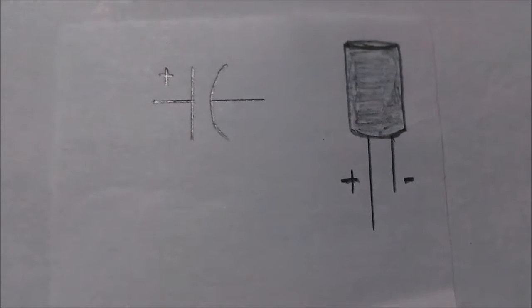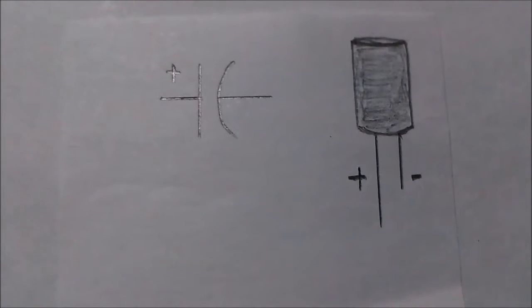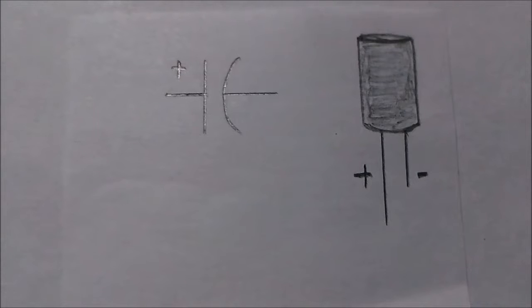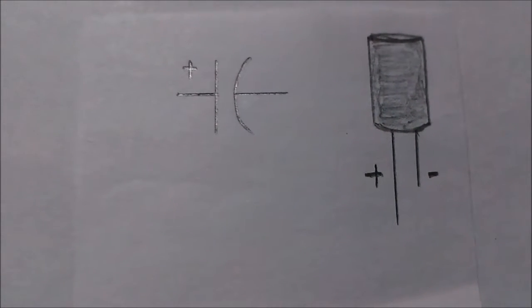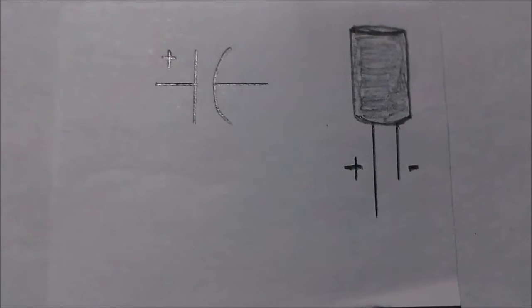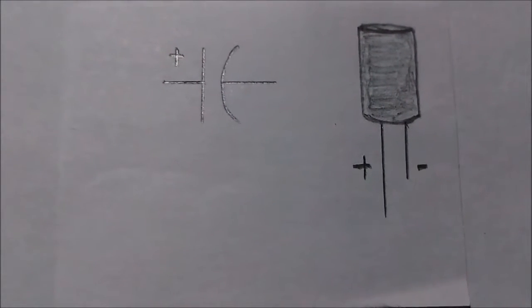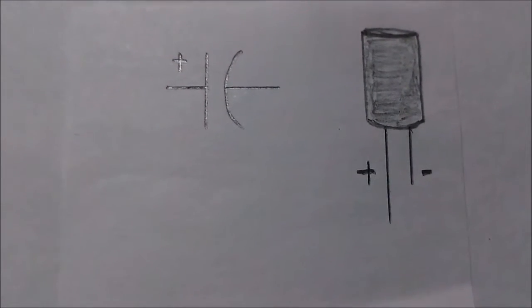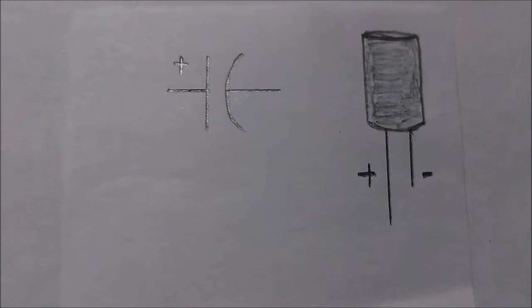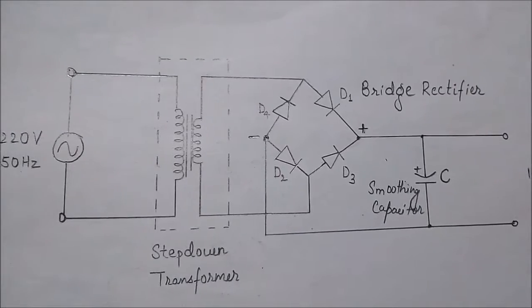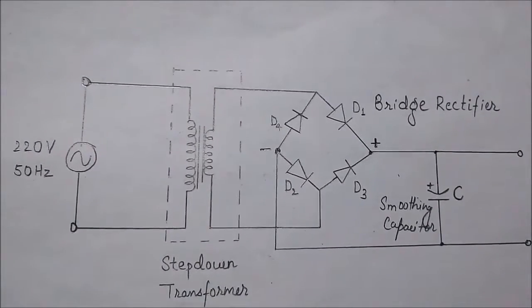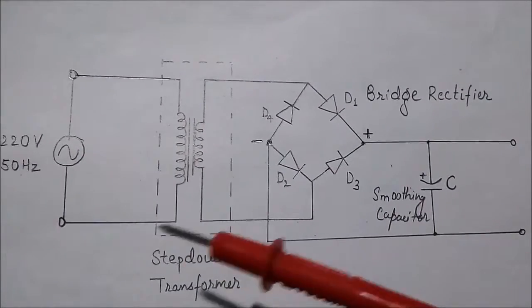An electrolytic capacitor has a sign convention, so the positive terminal of the electrolytic capacitor should be connected to the positive terminal of the battery, and the negative terminal of the electrolytic capacitor should be connected to the negative terminal of the battery. This is the circuit diagram by the help of which you can easily make your own AC adapter.